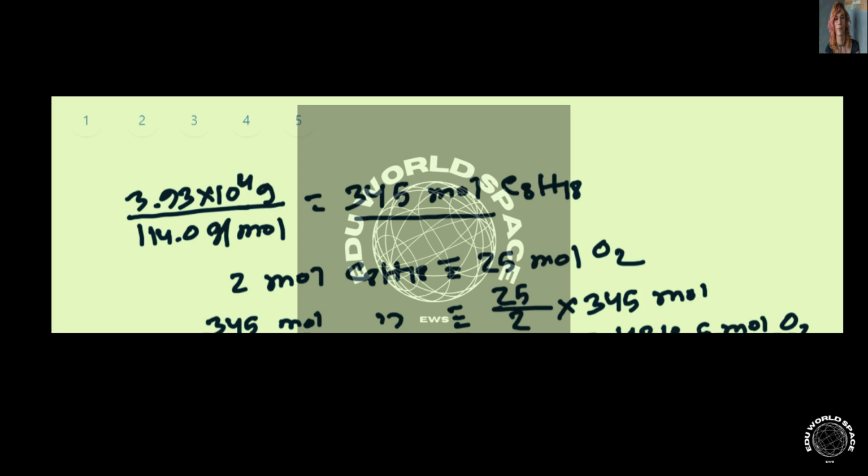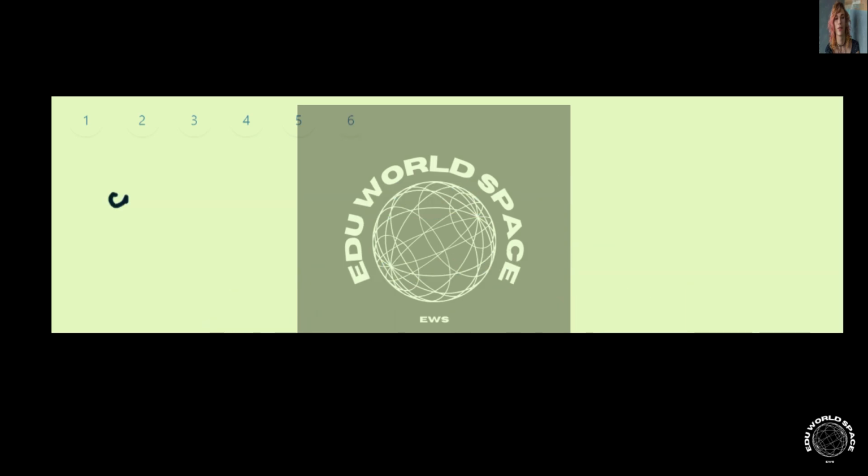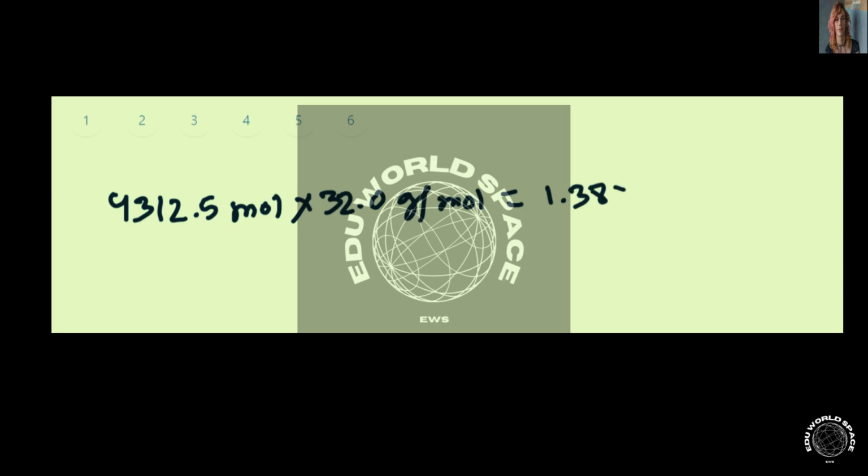And now we can just convert this mole to mass to get the mass of oxygen. So 4312.5 mole times the molar mass of oxygen molecule, which is 32 gram per mole, and this will give us a value of 1.38 times 10 cube gram oxygen. So this is the mass of oxygen which is required to burn 15 gallon of octane.